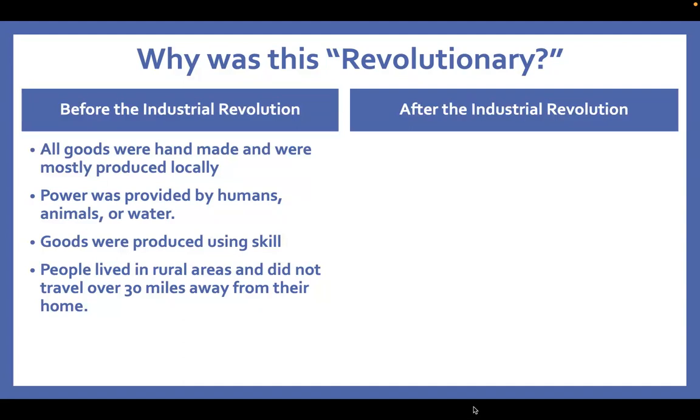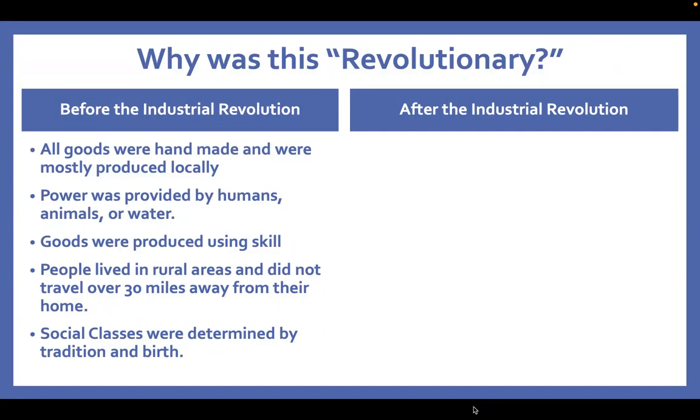People are going to live in very rural areas close to their farms and the farmland. And for the majority of the time, they really did not travel over 30 miles away from their home. Now, this was changing because of the age of exploration, but you're still talking about maybe 80% of the population that remained within 30 miles of their home for their entire life. Social classes during this time period are going to be determined by tradition and birth.